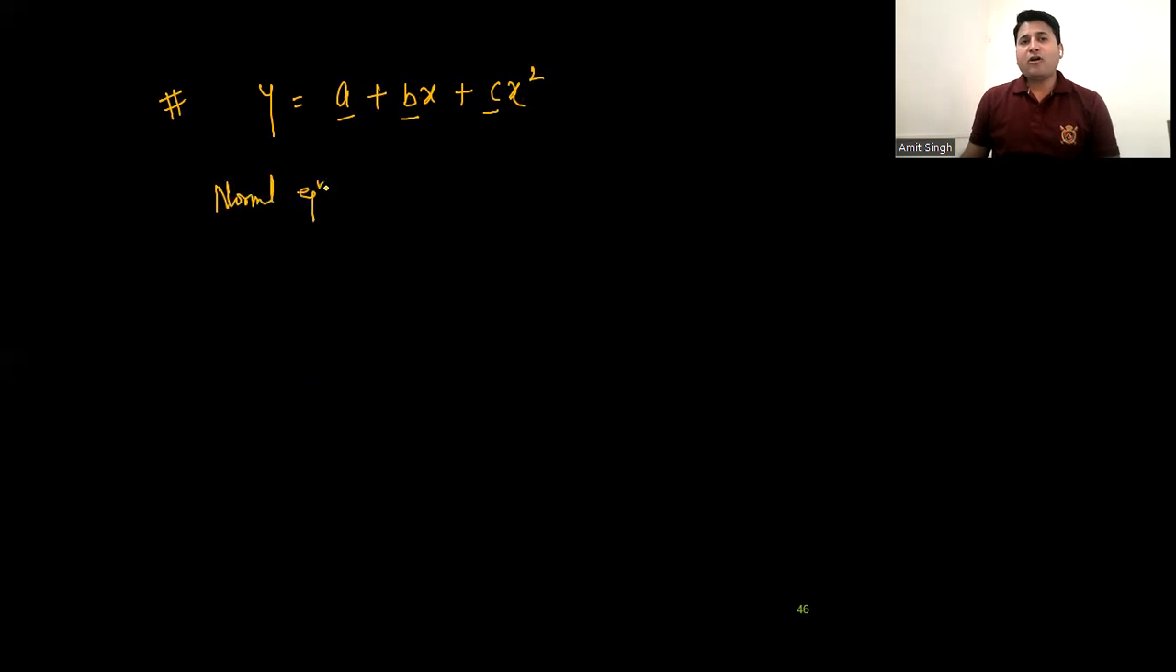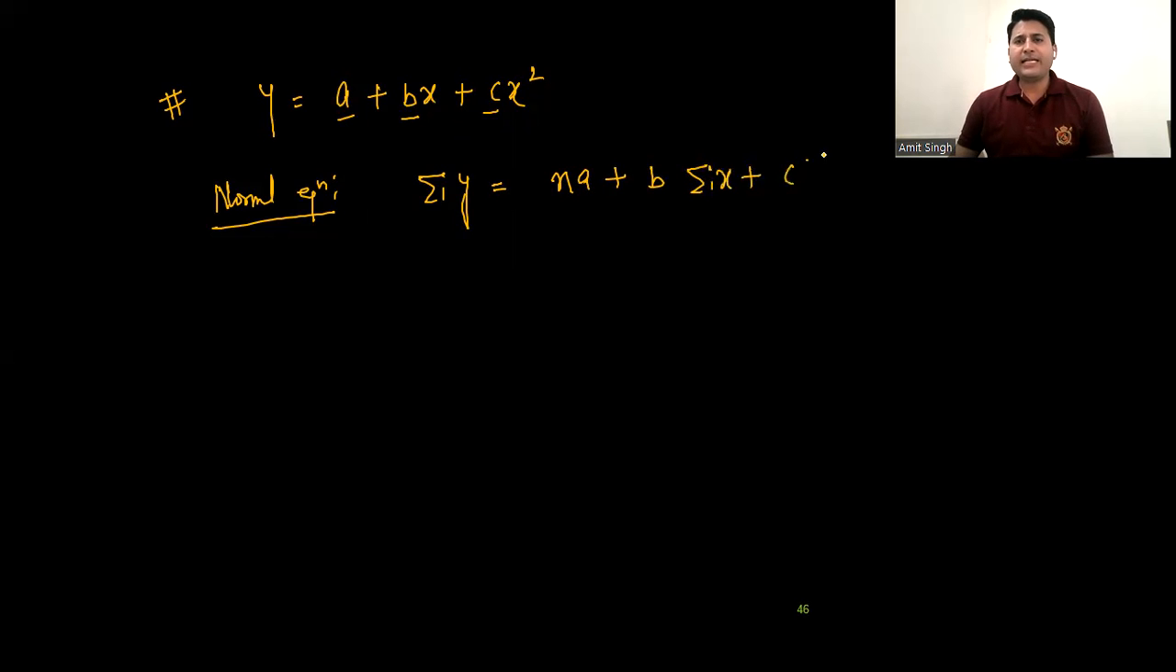The normal equations can be obtained directly by the same procedure that we have done for a straight line. Let us see what normal equations we obtain. I'm going to give you a shortcut to find the normal equations directly. What is the first normal equation? Put the sigma in the given equation. So sigma y equals n into a plus b into sigma x plus c into sigma x square. This is the first normal equation.